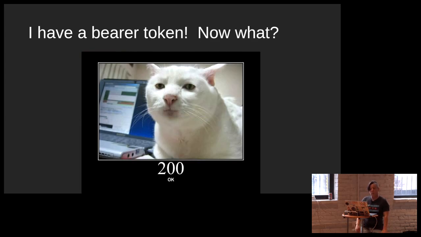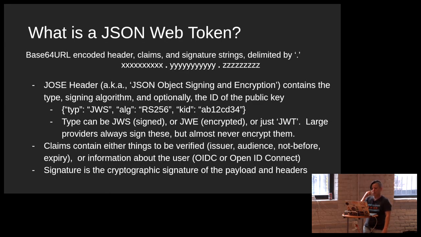So we're going to assume that that worked. I have a bearer token. Well, what do I do with it? There are different ways to implement tokens. We're going to talk about JSON web tokens specifically. These things are base64 URL encoded strings. A token is comprised of 3 segments that are headers, claims, and signature. The header is called a JOSE header, which includes the type of token, the signing algorithm, and optionally, depending on the implementation, which we'll cover later, the ID of the public key that was used to sign it.